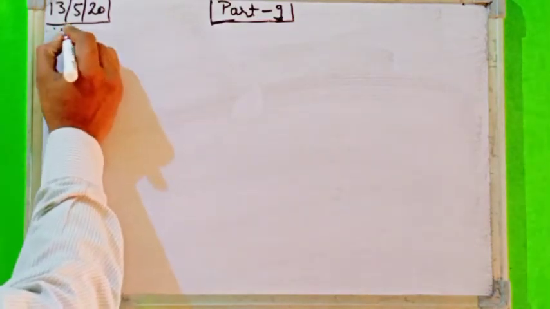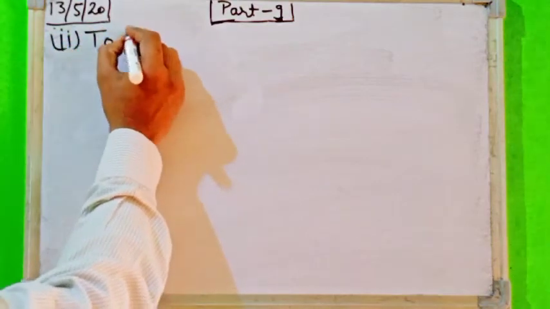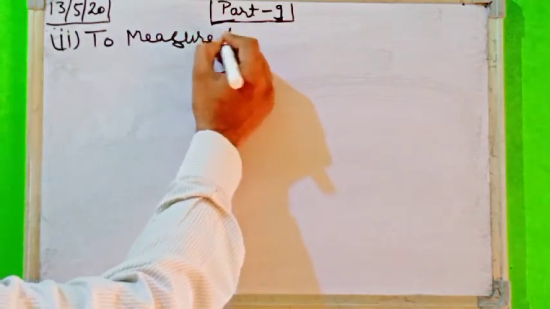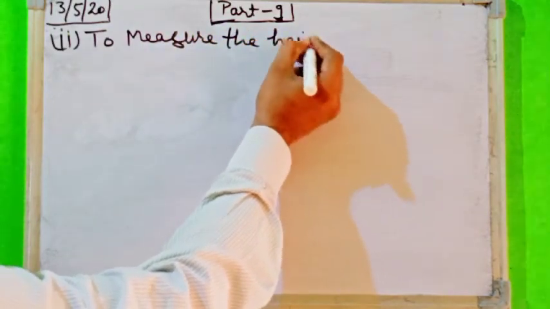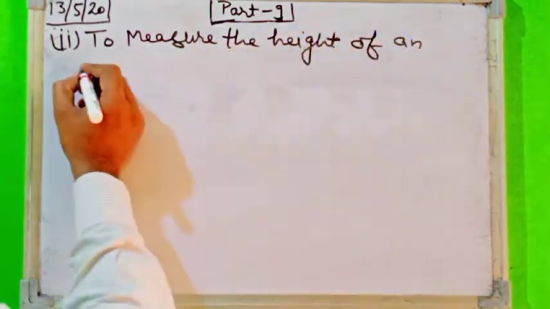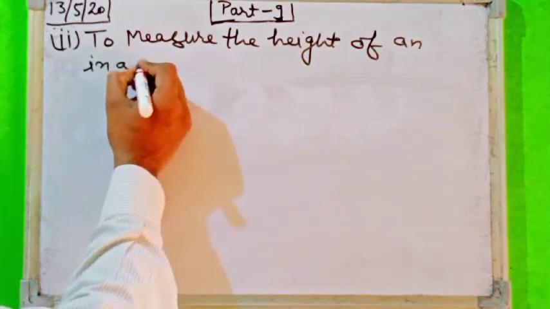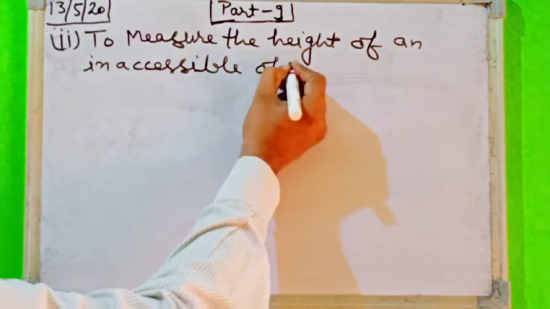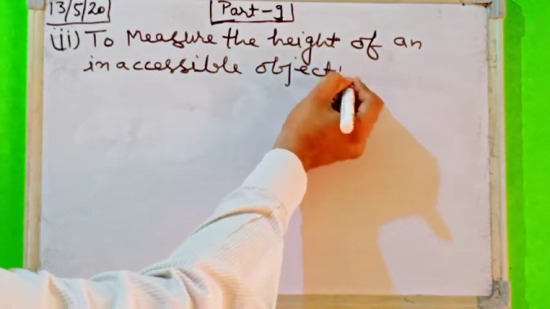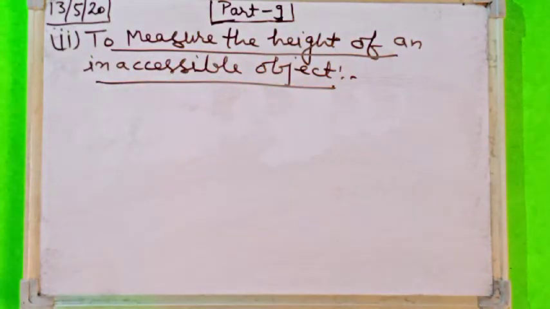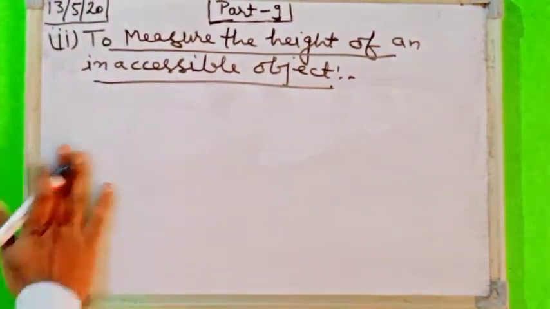Second method, to measure the height of an inaccessible object. For this method also we will apply simple trigonometry which we had studied in the previous classes.